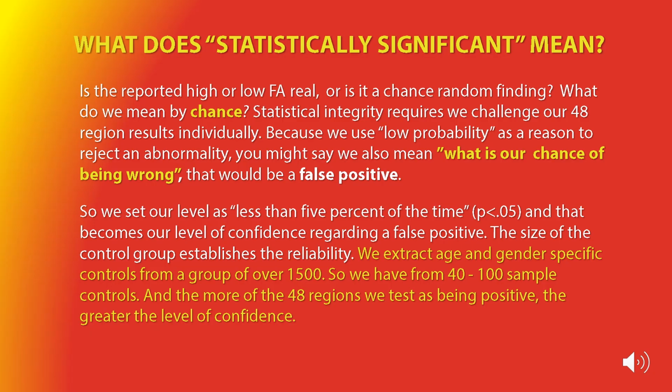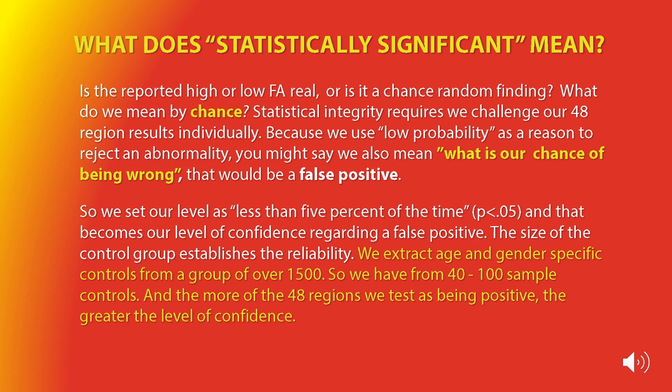What does statistically significant mean? Is the high or low FA that we see real, or is it a chance random finding? What do we mean by chance? We challenge all of our 48 regions results individually. Because we use low probability as a reason to reject the finding, you might say we also mean what's our chance of being wrong, and that's a false positive. So we set our levels as less than 5% at a time, p less than 0.05. That's our level of confidence regarding a false positive.